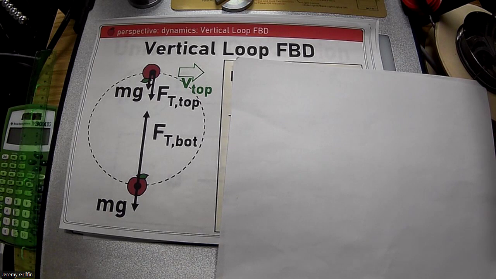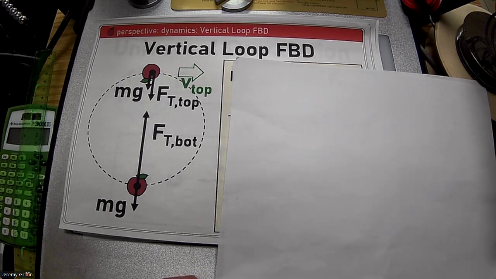Or maybe by this point, you possibly have the answer just memorized. Of course, you have to show your work, but it's a free response question. Who knows? What's the answer to this question? What's the minimum speed to get around the top? Who knows? Ah, there you go. That's it. Yeah, square root GR. That's the answer.